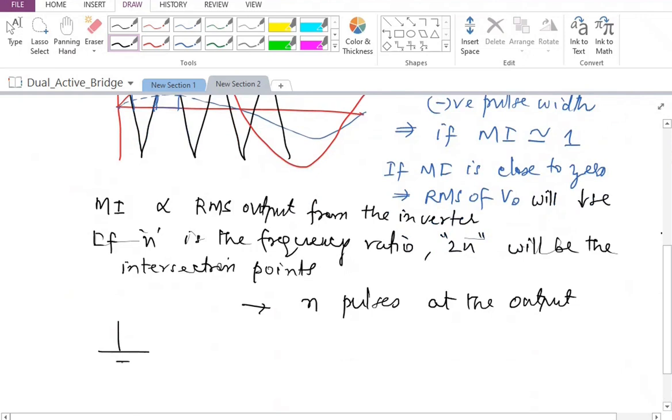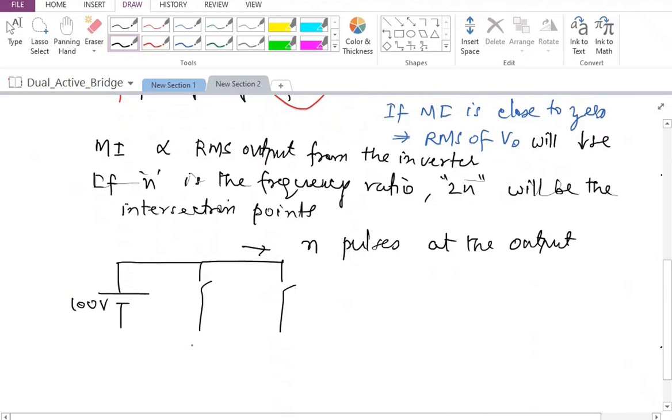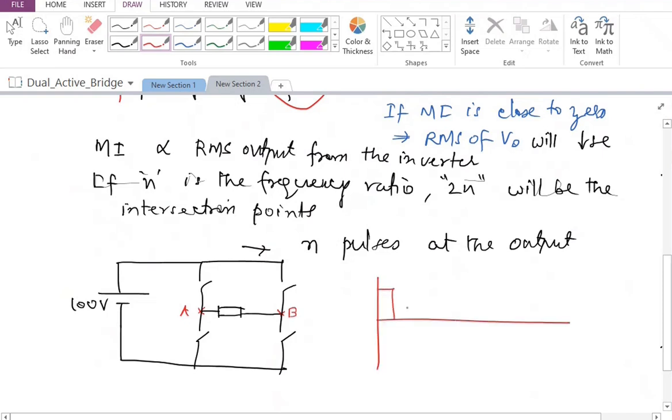So if I say that this is a 100 volts power supply, and here is my inverter, and this inverter is being operated on the sinusoidal PWM technique, and I'm trying to look at what kind of output is coming across the load. If I look at VAB, I am going to have some pulse like this. Then a bigger pulse like this. Then one more pulse like this. From here, it is going to go into the negative side. Then I will have one more, and then something like this. So this is the kind of pulse we are going to have.